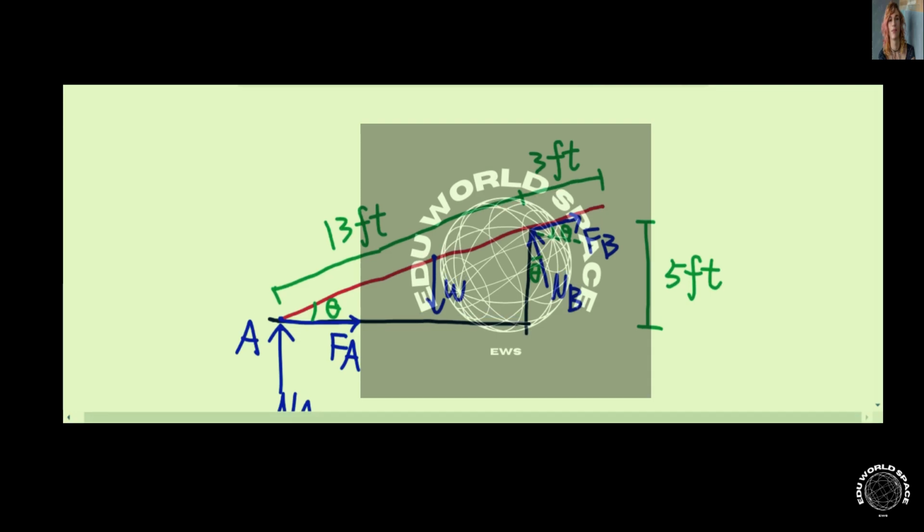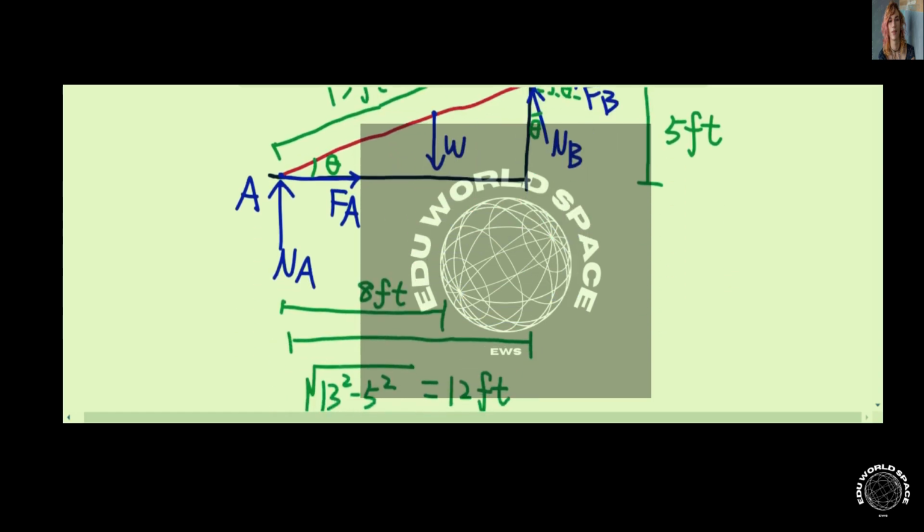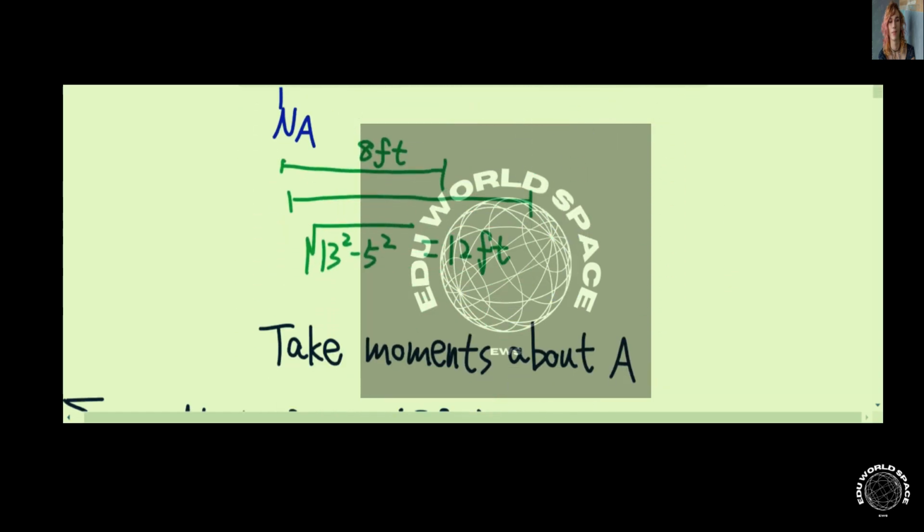Okay, so this is the force diagram for the bar. So let's take a look at the moments about point A. Consider counterclockwise moment as positive, therefore clockwise moment is negative.